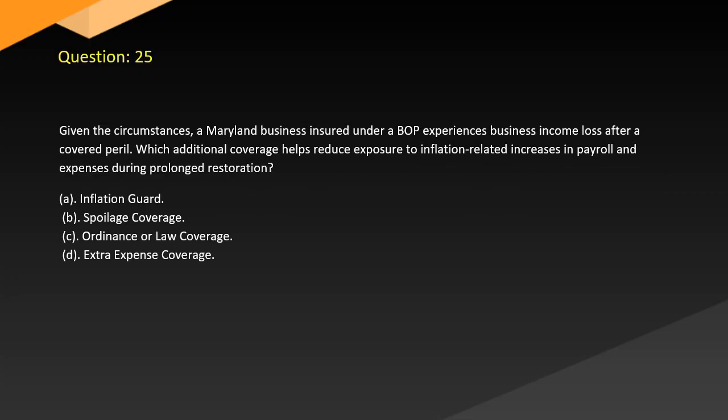Question 25. Given the circumstances, a Maryland business insured under a BOP experiences business income loss after a covered peril. Which additional coverage helps reduce exposure to inflation-related increases in payroll and expenses during prolonged restoration? A. Inflation guard. B. Spoilage coverage. C. Ordinance or law coverage. D. Extra expense coverage.